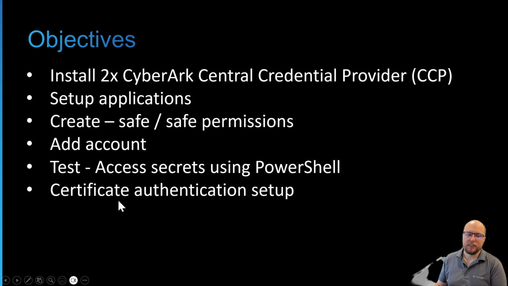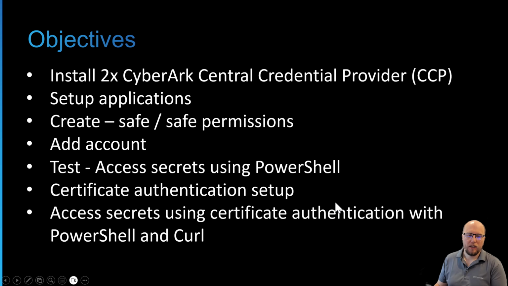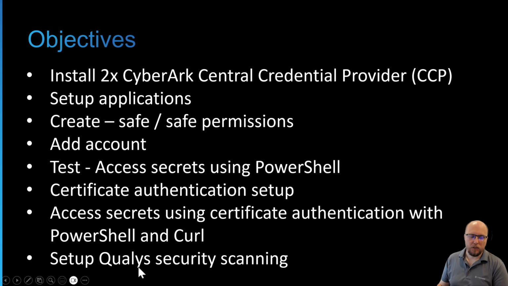And then I'll configure certificate authentication using an Active Directory PKI so we can do certificate authentication when retrieving secrets from the Central Credential Provider. And then I'll test accessing those secrets using both PowerShell and Curl. So you've got two examples of how that would work. And then finally, I'll set up the Qualys Cloud Platform so that it can retrieve secrets from the Central Credential Provider and perform its security scans on devices within the environment.